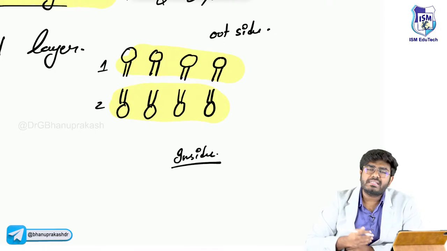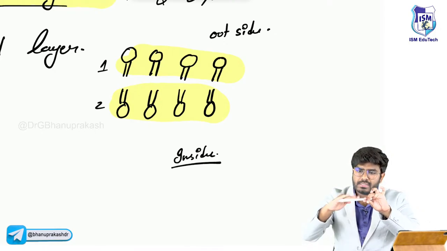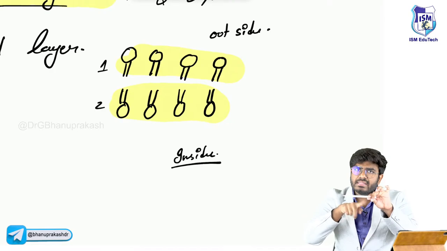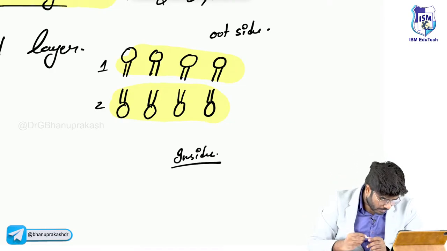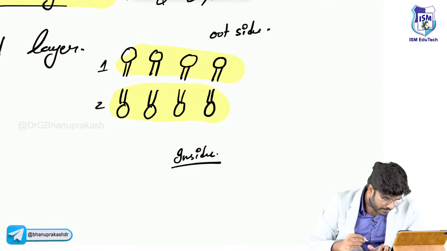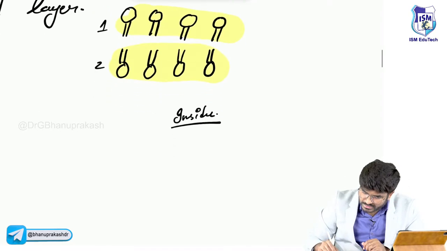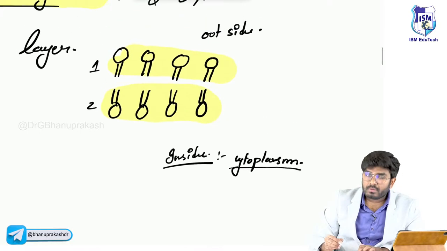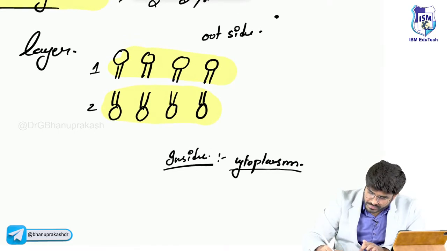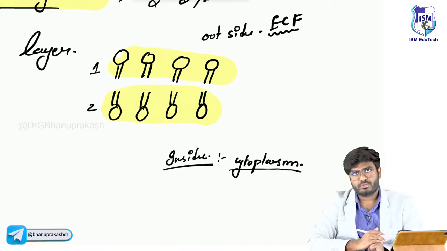Inside means what is going to be there inside the cell? See, if this is the cell membrane, this is outside, this is inside. Inside the cell, which fluid is going to be there, guys? Agarwal, Warrior, Mehnaz, which fluid is going to be there? So, inside, there is going to be cytoplasm. Now, outside, there is going to be extracellular fluid, ECF.